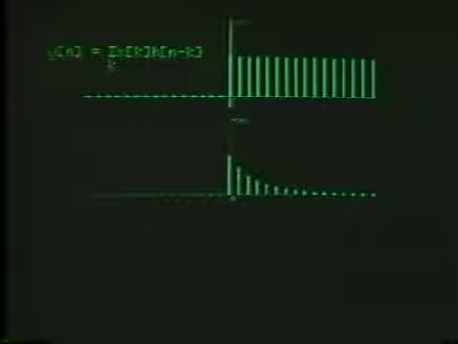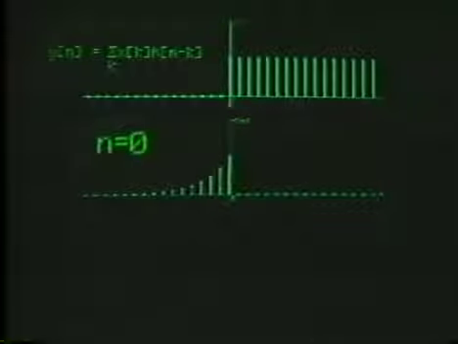Now, to form the convolution, we want the product of x of k, not with h of k, but with h of n minus k, corresponding to taking h of k and reflecting it about the origin, and then shifting it appropriately. So here we see h of n minus k for n equal to 0, namely h of minus k. And now h of 1 minus k, which we'll show next, is this shifted to the right by 1 point. Here we have h of 1 minus k. Shifting to the right by 1 more point is h of 2 minus k.